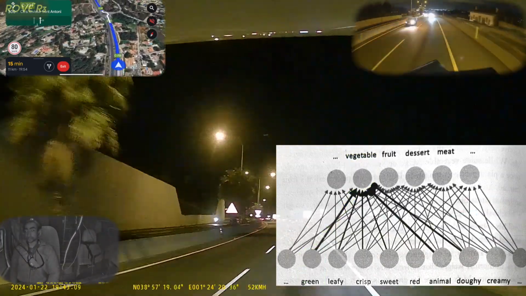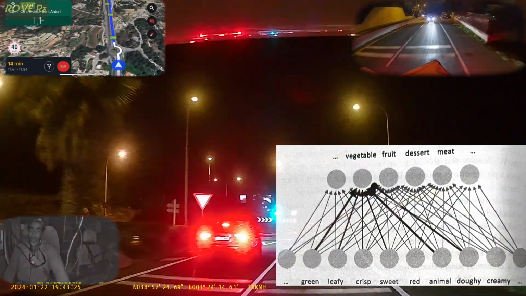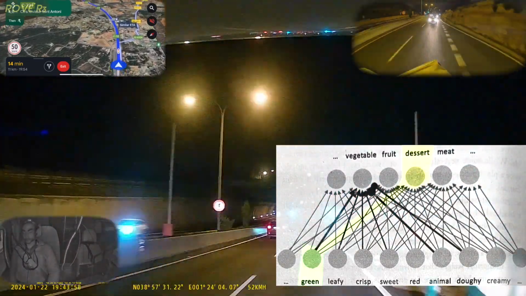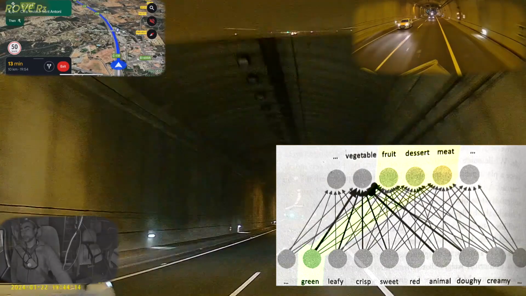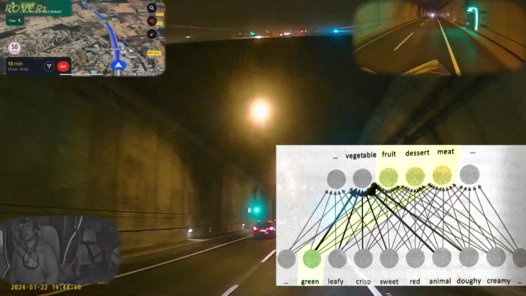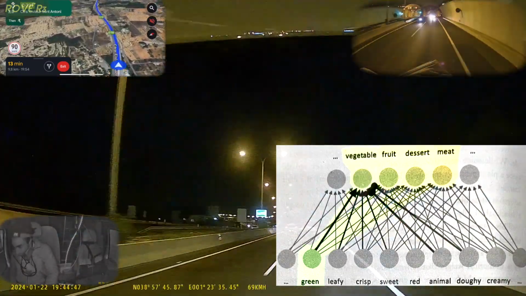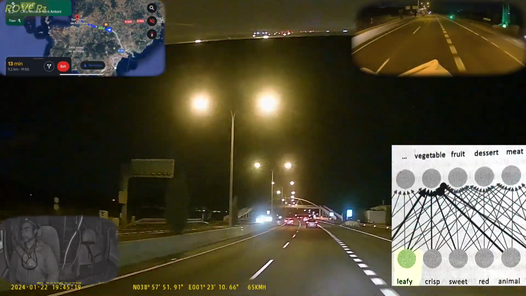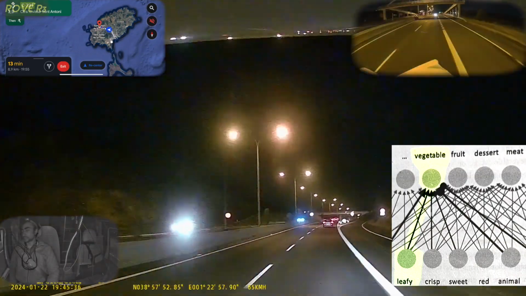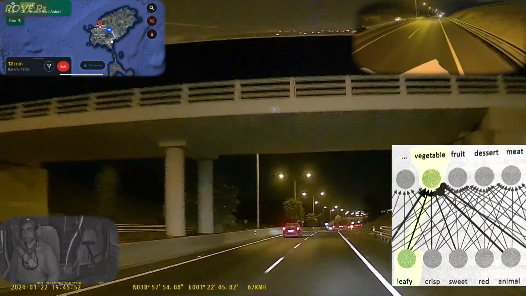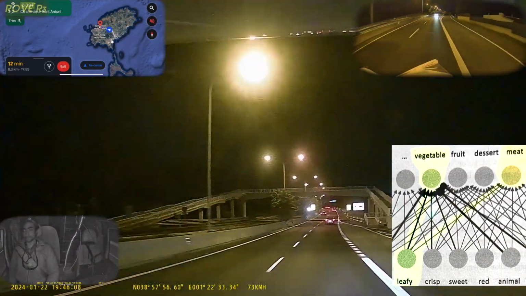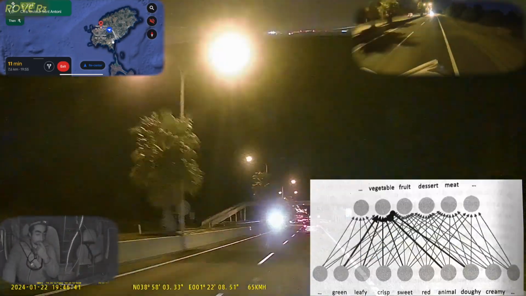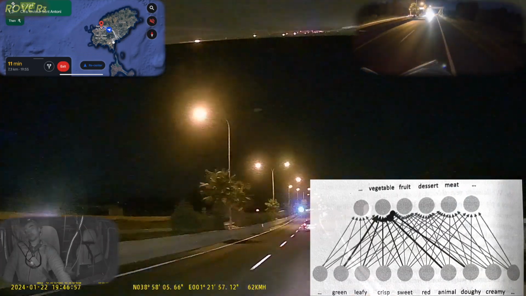Very good. So this it, when triggered by the condition of green, it is going to go, yo, maybe a dessert. Yo, maybe a fruit. Yo, maybe a meat. And it's also going to go, yo, vegetable. All right. Then you've got leafy, the same thing. It won't say vegetable sort of as loudly, but still louder than it's going to say meat. Crisp as well. Animal, it's what?